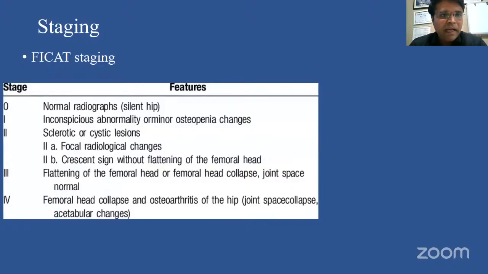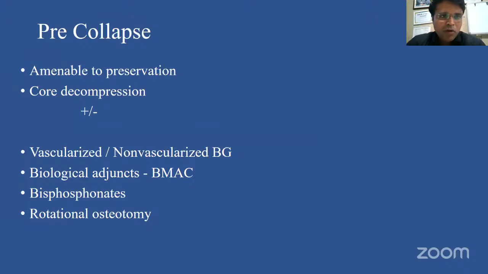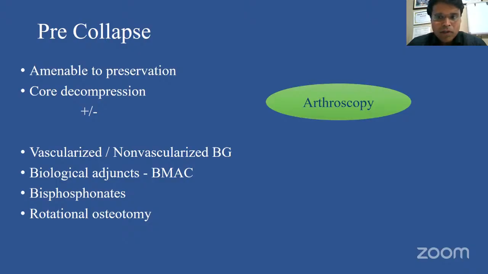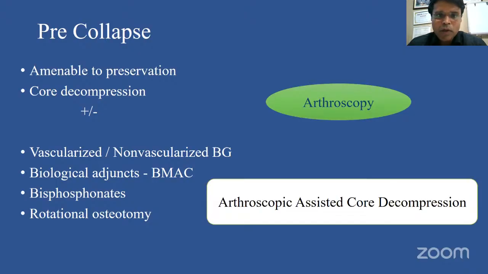We are all familiar with Ficat staging, from stage 0 to stage 4, but our focus is mainly on the pre-collapse stage, because post-collapse it is hardly salvageable. We know that the pre-collapse stage is amenable to preservation of the hip. The procedure is mainly core decompression of the hip, and we add additional procedures with or without coding, involving vascularized or non-vascularized bone graft, biological agents like bone marrow, bisphosphonates, or rotational osteotomy. But this talk is mainly on arthroscopic assisted core decompression.